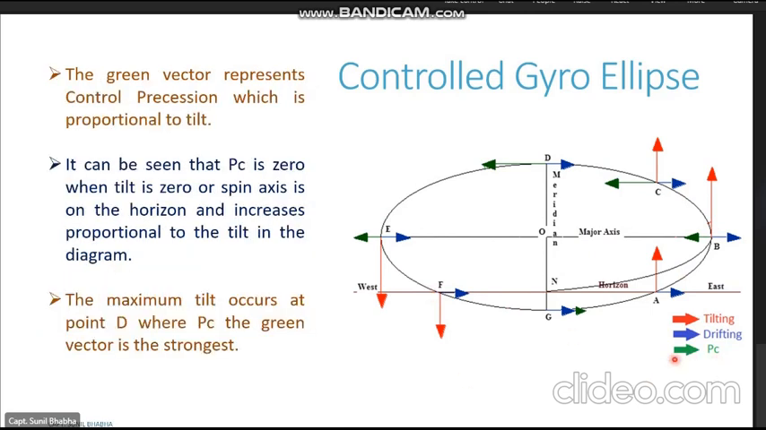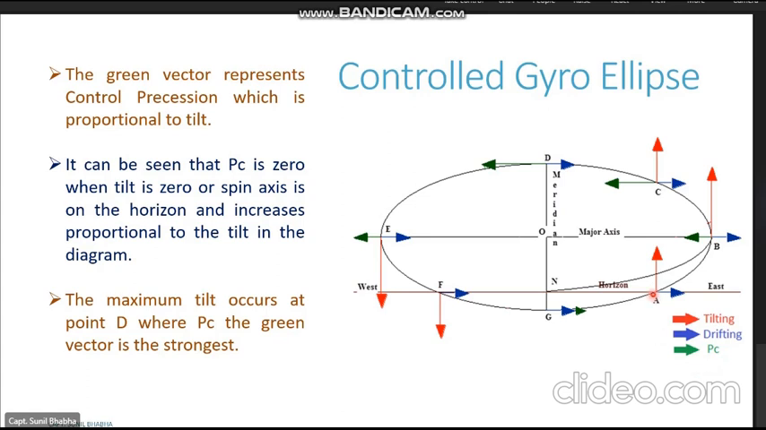The green color vector in the diagram. Now we know that this green vector, which is the control precession, is proportional to tilt. One is that it is proportional to tilt. Second is when the tilt is upwards, the control precession acts westwards. And when the tilt is down, the control precession acts eastwards.